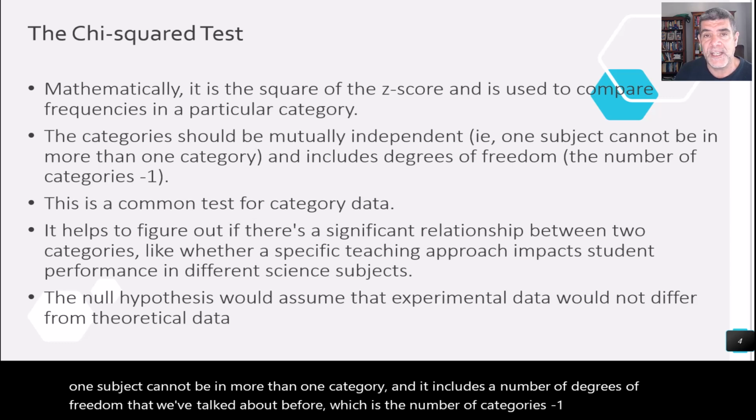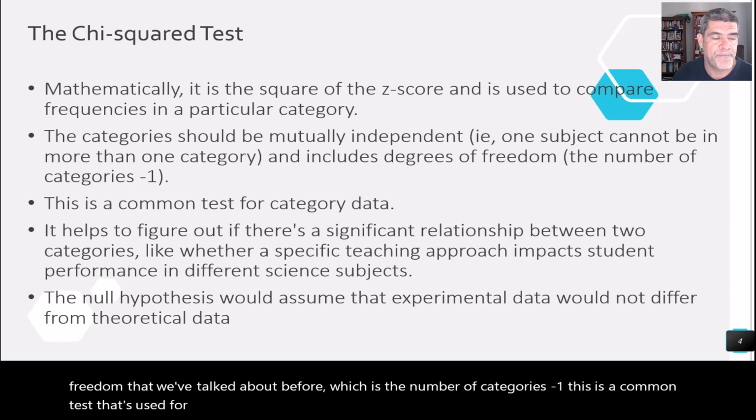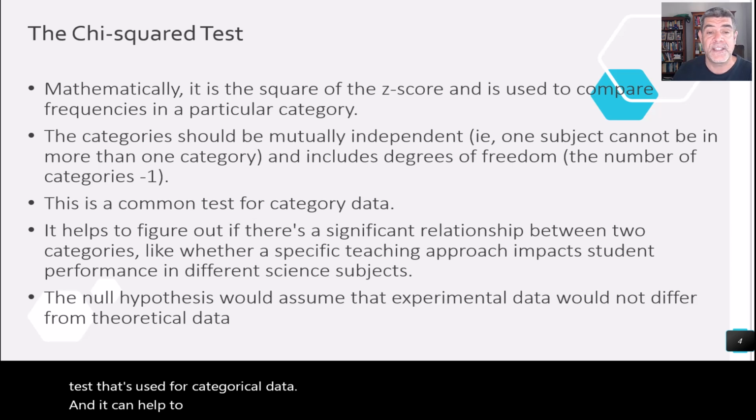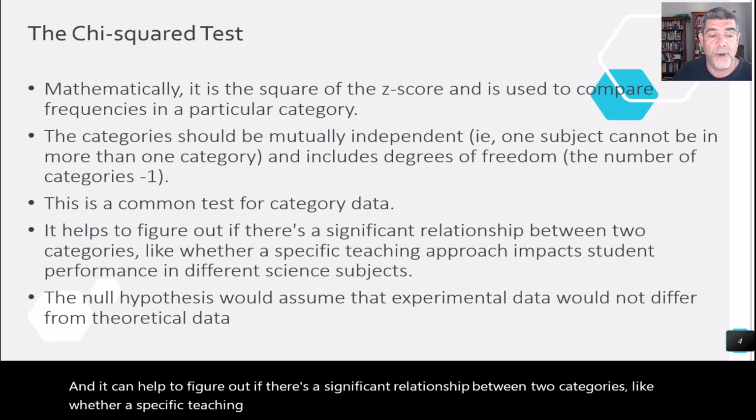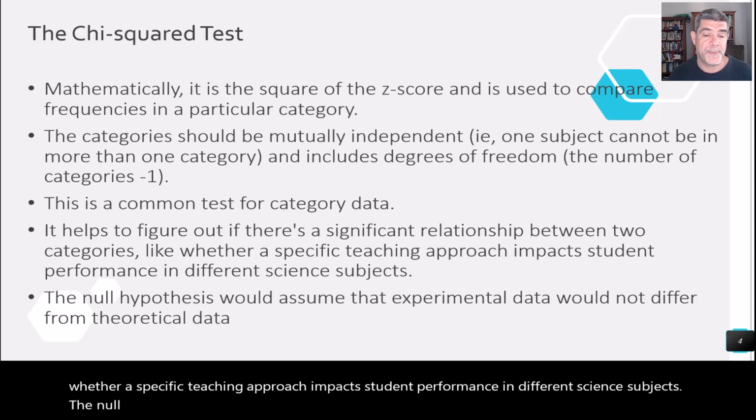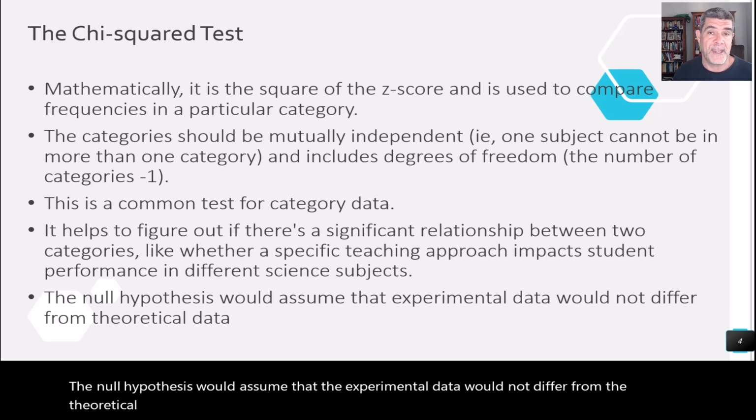This is a common test that's used for categorical data, and it can help to figure out if there's a significant relationship between two categories, like whether a specific teaching approach impacts student performance in different science subjects. The null hypothesis would assume that the experimental data would not differ from the theoretical data. That is, another way of saying the observed results are the same as the expected results.